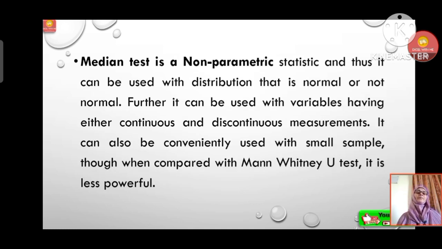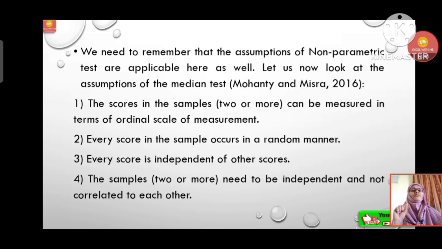Now, the median test is a non-parametric test statistic, and thus it can be used with a distribution that is normal or not normal. Further, it can be used with variables having either continuous or discontinuous measurements. It can also be conveniently used with small samples, though when compared with the Mann Whitney U-test, it is less powerful. Now, we need to remember that the assumptions of non-parametric tests are applicable here as well.